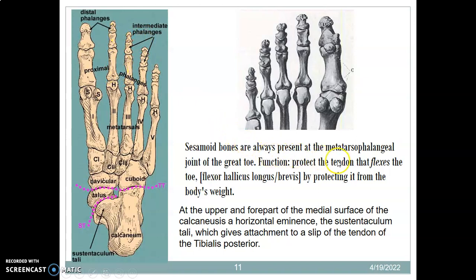So what's the function of sesamoid bones? We say these are at the metatarsophalangeal joint of the great toe, and they protect the tendon that flexes the toe, and this includes flexor hallucis longus, so they protect it from the body weight.